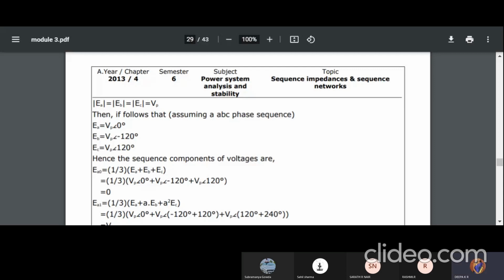See, here again, you are going to get 120, 120 will get cancelled. It is also 0 itself. And here it is 120 plus 240, you are going to get 360 degrees. 360 degrees is nothing but again, what value are you going to get?